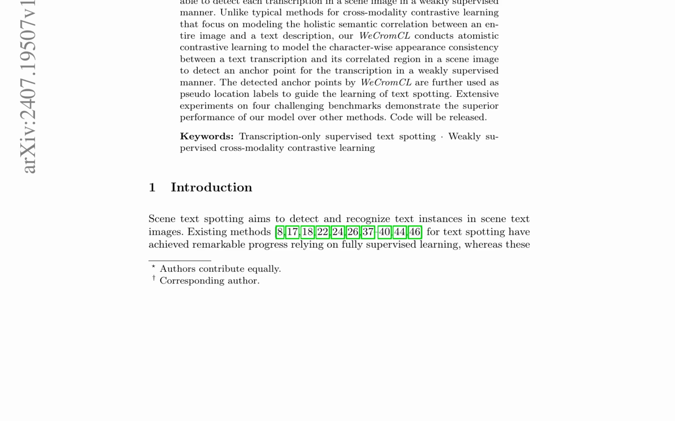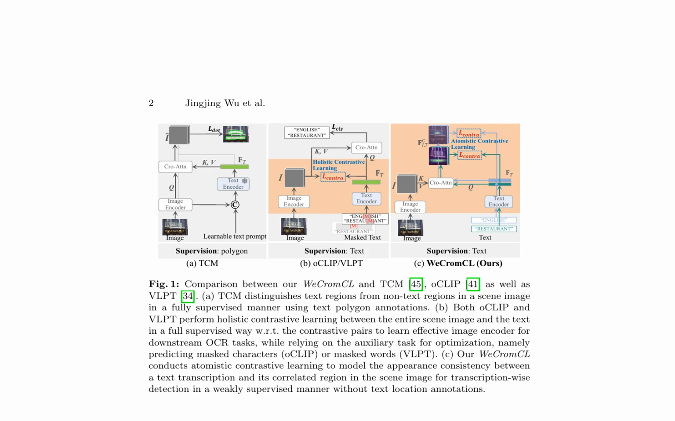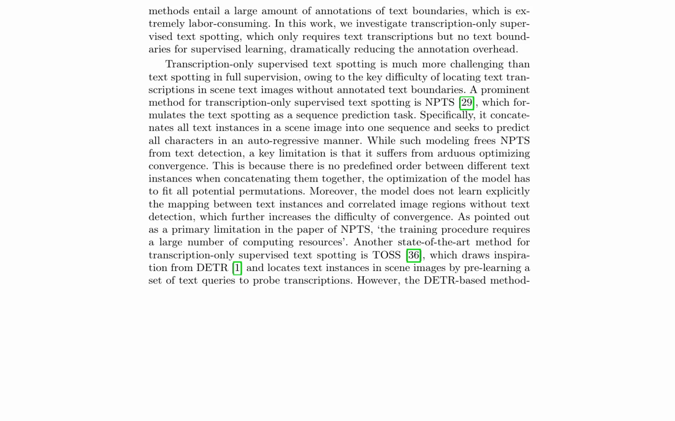The authors highlight the limitation of existing fully supervised learning methods and propose a novel approach to address this limitation. They introduce WeCromCL, a method that conducts atomistic contrastive learning for transcription-only supervised text spotting. This approach differs from existing methods, such as TCM, OCLIP, and VLPT, which require full supervision with text polygon annotations or rely on auxiliary tasks for optimization. WeCromCL operates in a weakly supervised manner, requiring only text transcriptions without text location annotations, significantly reducing the annotation overhead.